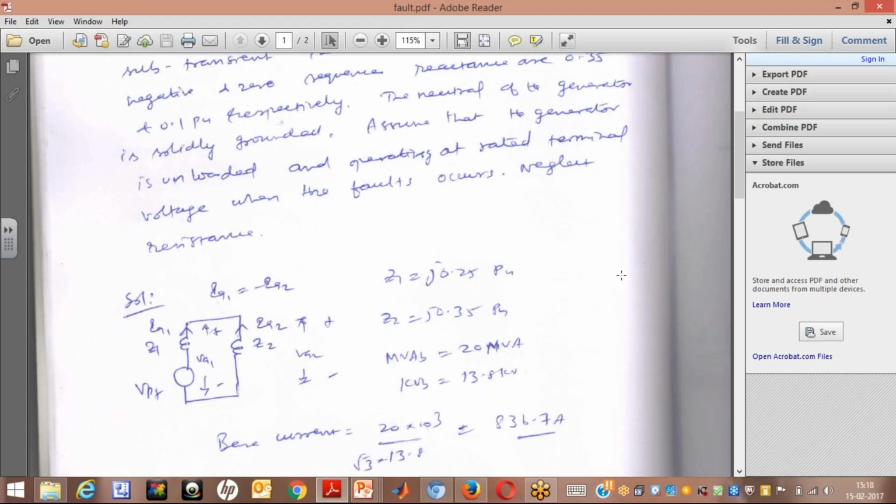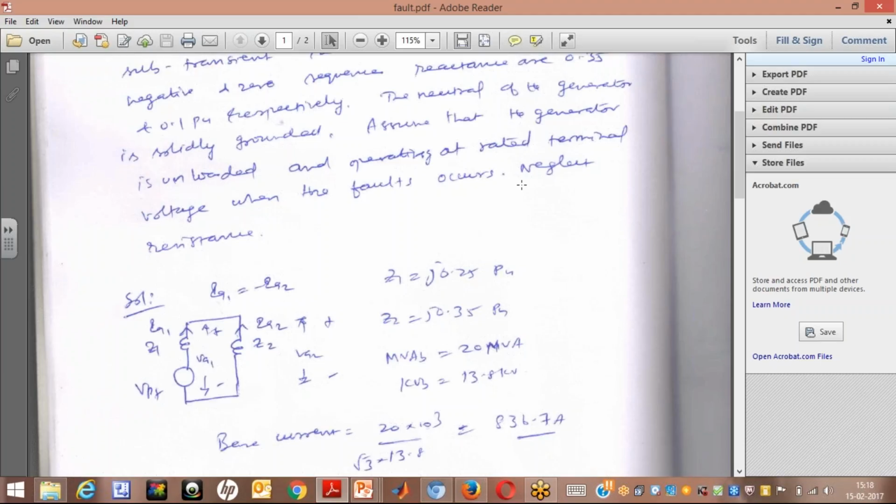And we want to assume that the generator is unloaded and operating at the rated terminal voltage when the fault occurs. So neglect the resistance. The reason they have given the words neglect the resistance is so that there is no need to confuse with the impedances. So in the place of impedances, you can assume it is only reactance, as resistance is negligible.